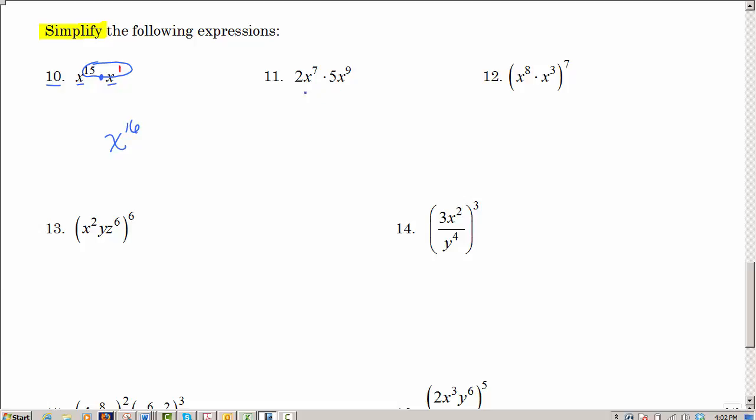Now here, you could rearrange this. That's really 2 times 5 times x to the 7th times x to the 9th. Remember, you can multiply in any order. So I can multiply the numbers, and then I'm going to use the same rule here that I did over here. Keep the base and add those exponents. Let me write that a little bit better.